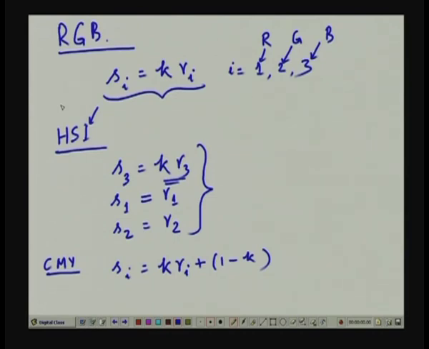However, as we said, though the transformation has minimum complexity in HSI space, we also have to consider the complexity of converting from RGB to HSI or from CMY to HSI, because that conversion also has to be taken into consideration.